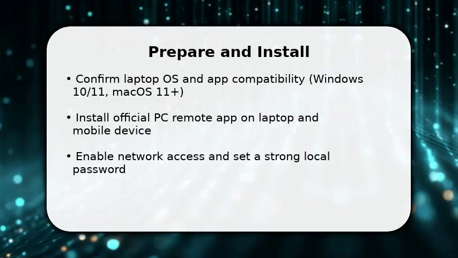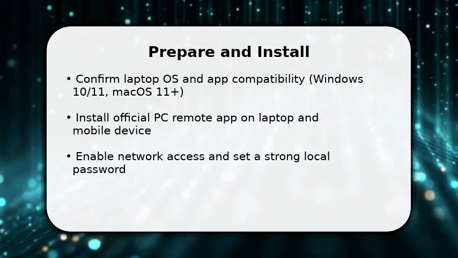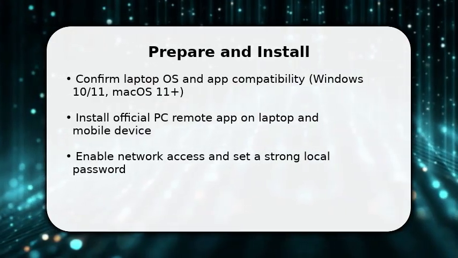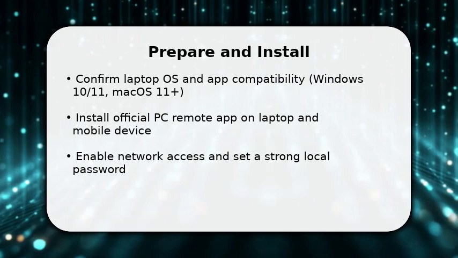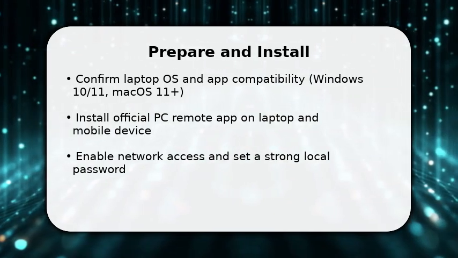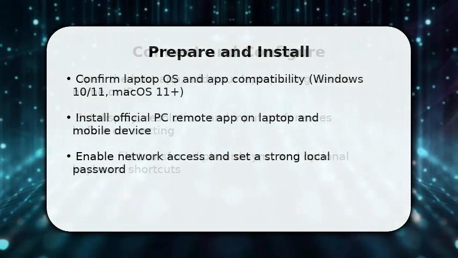On macOS, allow screen recording and accessibility. This step gets the secure link established, which is why you must set a strong local password and check firewall rules before moving forward. You now create the actual connection.